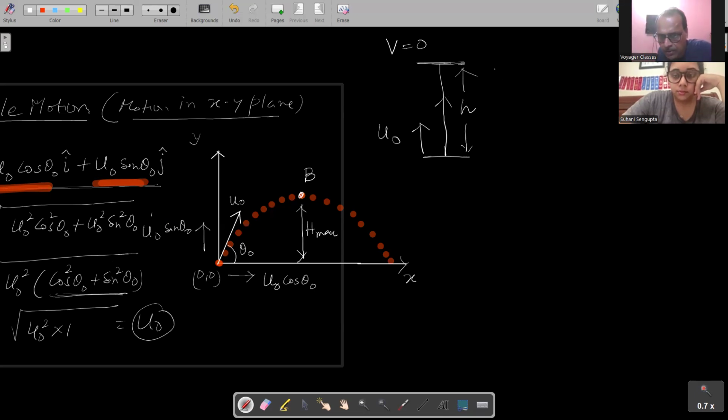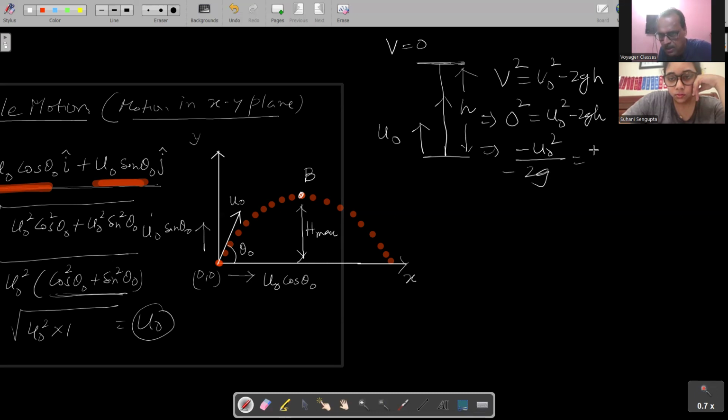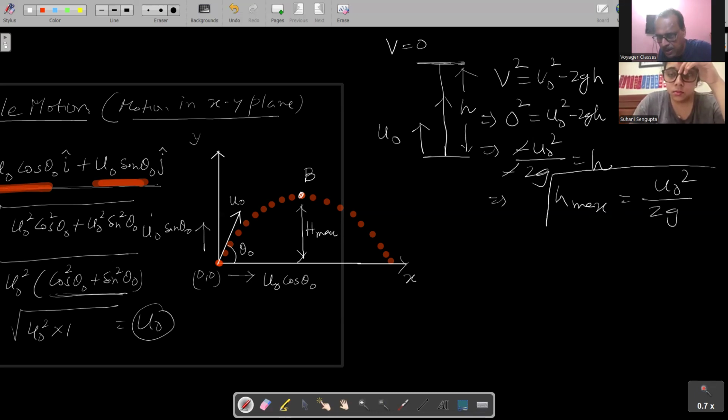So we write down the equation V square is equal to U0 square minus 2GH, correct? So now we can write 0 square is equal to U0 square minus 2GH. So we can write it in this form: minus U0 square by 2G is equal to minus H. So minus and minus will strike out. So H max in the vertical motion, we get it in this manner, U0 square by 2g. This is the way we can find out the maximum height in a vertical motion. Clear, no?